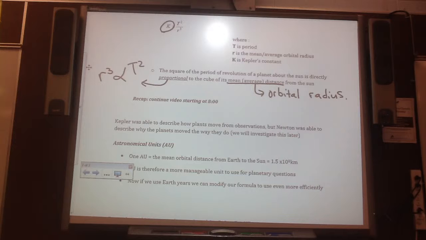So Kepler was able to describe how planets move from observations. But Newton was able to describe why planets move the way they do. And that's what we're going to be studying on Friday. So how this all applies to Newton again. It always comes back to Newton.